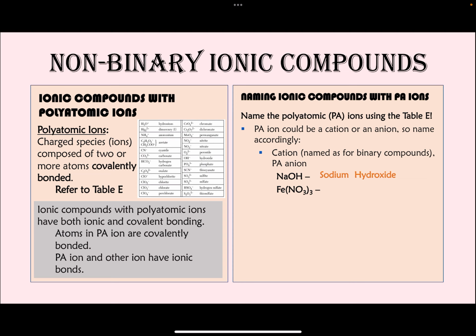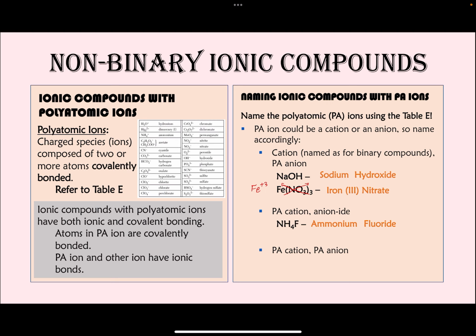Then we have iron nitrate. Now iron can have more than 1 charge. So in this case, you're going to have to do the anti-crisscross. So when you do that, iron gets a charge of +3. Nitrate gets a charge of -1. So when you name this, you're going to have to write iron(III), and then nitrate comes from table E. If your polyatomic ion is a cation, then you just name that first, and then you name your anion ending with an -ide. So for example, this one, NH4 is ammonium, and then F is fluorine, which must become fluoride.